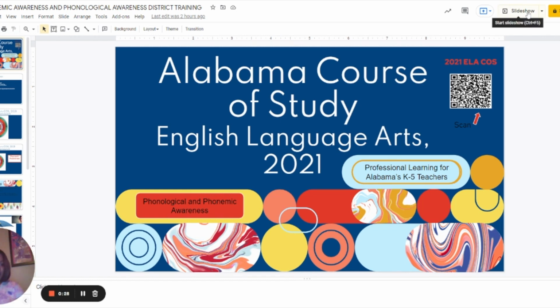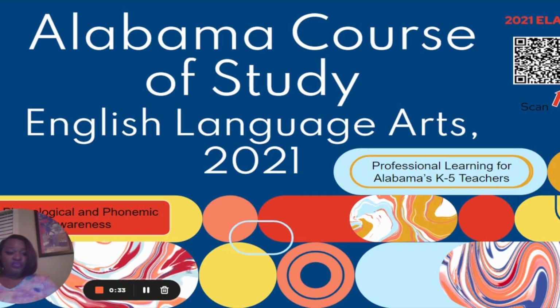On the first page of my slideshow, there is a QR code for you to scan, which will give you full access to the entire document as it relates to the English Language Arts course of study for 2021. This training will cover the areas of phonological and phonemic awareness. This training is specifically designed for professional learning for Alabama's kindergarten through fifth grade teachers.